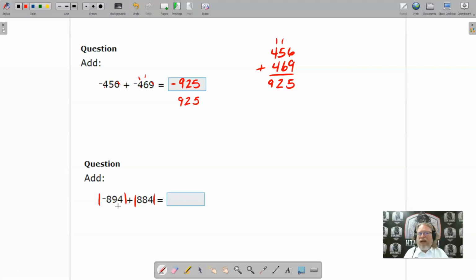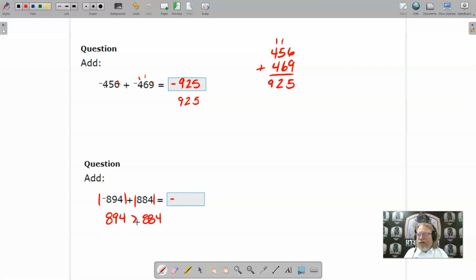The absolute value of negative 894 is positive 894. Absolute values are always positive. And the absolute value of 884 is going to be 884. And indeed, 894 is greater than 884. So my answer is going to be negative. And now I need to subtract them.